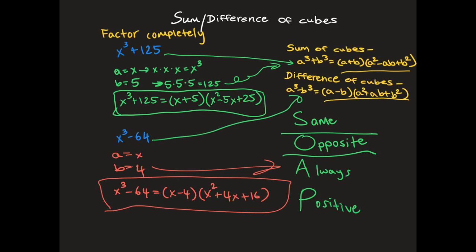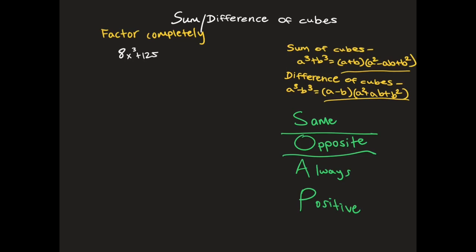Now, be sure that you've understood this completely, because we're going to move on to one last example, and this is slightly more complex than these ones. So here I have the slightly more complex example. It's 8x cubed plus 125. So this is going to be sum of cubes.